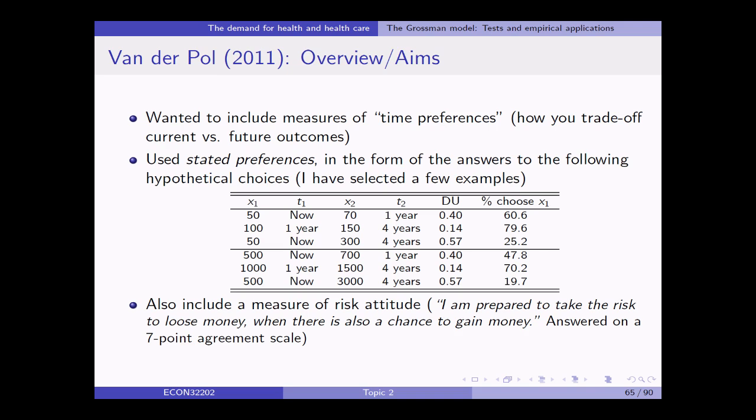So this study was good in that it could really look at drilling down into trying to understand people's time preferences. And as well as time preferences, there was a question about risk. So it's a bit of a crude measure. People were asked, I am prepared to take the risk to lose money when there's a chance to gain money. And you could say on a 7-point scale whether you agreed or disagreed with that statement. So you can classify people as risk loving, risk neutral, or risk averse based on that question.